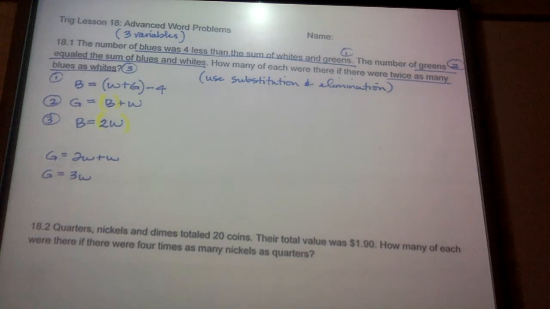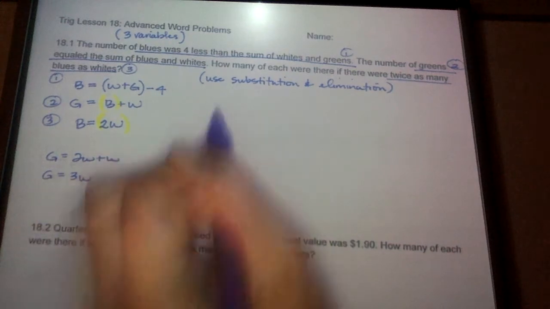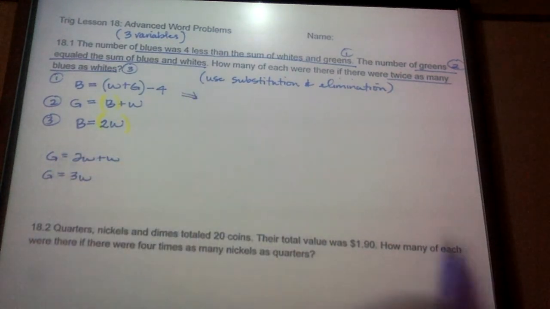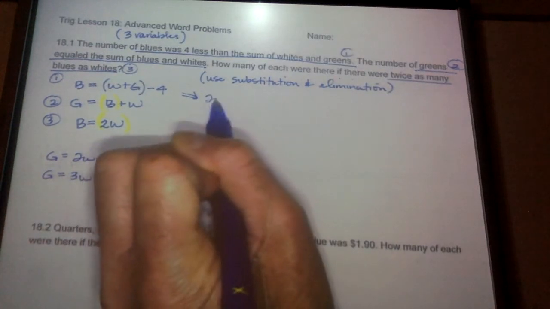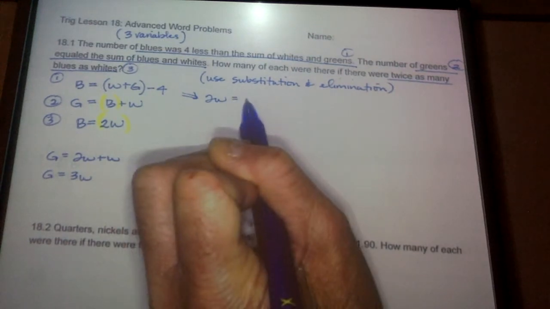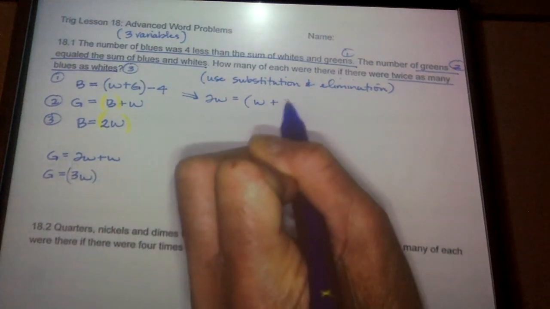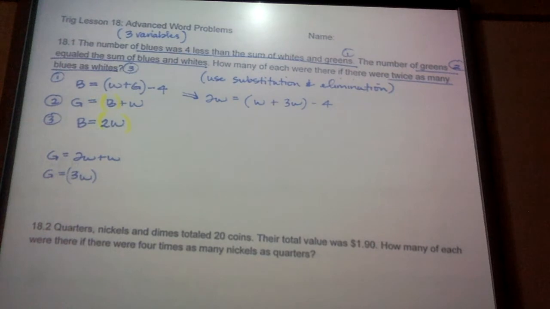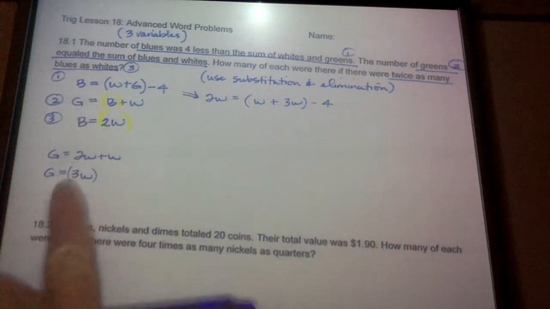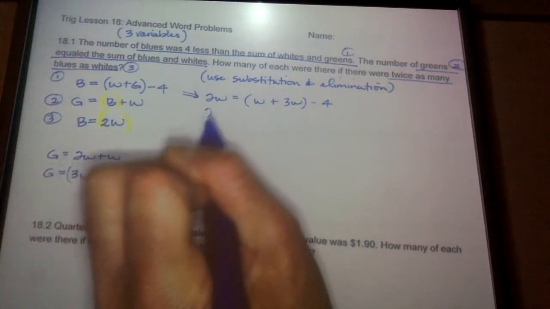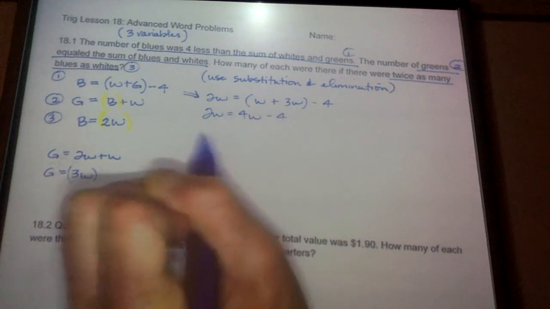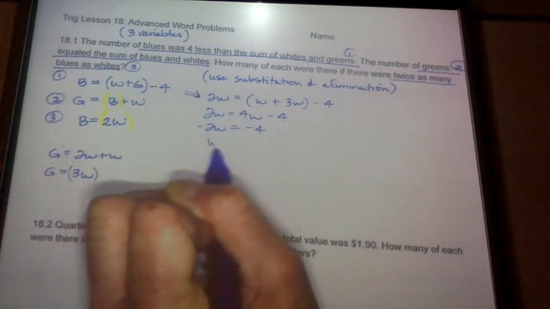Okay, and then from there, I'm going to continue to substitute. So check out this first equation, I know that the number of blues equals 2W. And then I have W plus G, but I know G is 3W, minus 4. So this gives me the ability to solve for my W's because I substituted 2W into B and 3W into G. So 2W equals 4W minus 4. Negative 2W equals negative 4, so W equals 2.